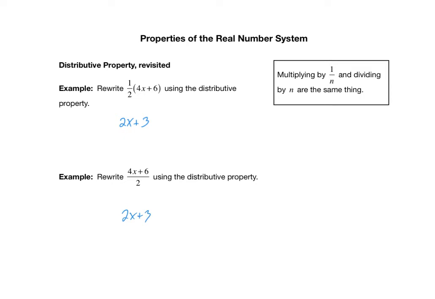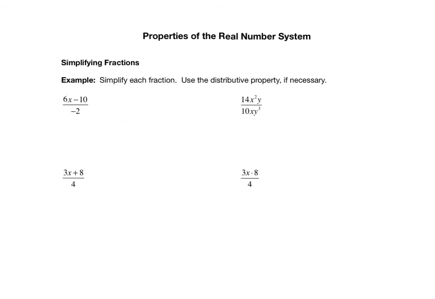So you can think of it this way. We need to distribute this 2 into each of these division-wise. So the 2 needs to divide into the 4x, giving us 2x, and the 2 divides into the 6, giving us 3. So we have 2x plus 3. So in general, if you've got a sum divided by a number, the number in the bottom divides into each term of the sum. Here we have a bunch of examples.